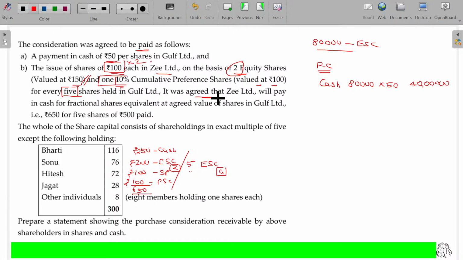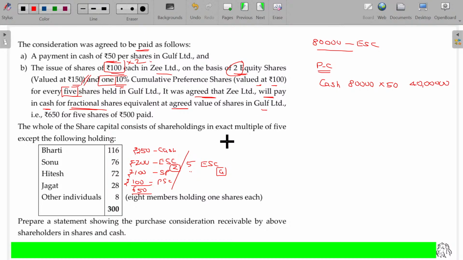And it was agreed that Z Limited will pay in cash for fractional shares at the agreed value of the shares in Gulf Limited. So if we are not able to offer the comprehensive 650 rupees for the 5 shares, if you are only a holder of 4 shares, how will I be able to offer this? Unless you hold 5 shares, you are not able to get this benefit. If I am holding only 4 shares, I cannot offer you, isn't it? So you need to be the holder of 5 shares to enjoy this benefit. If you are holding an odd number, maybe 4 shares, or 3 shares, or 2 shares, or 1 share, you will not get it. In that case, you will be given the equivalent cash benefit.